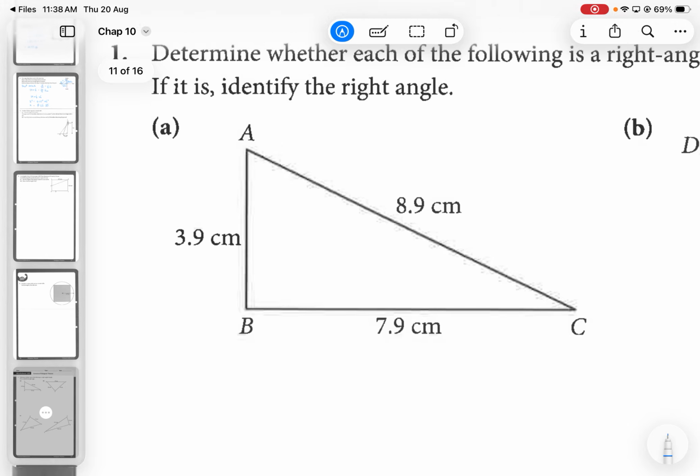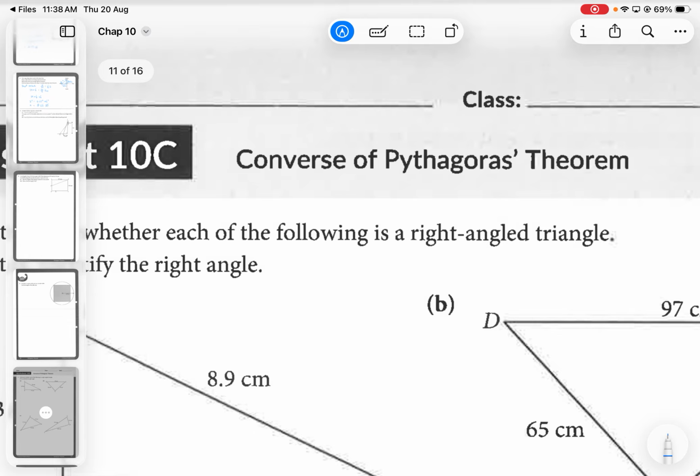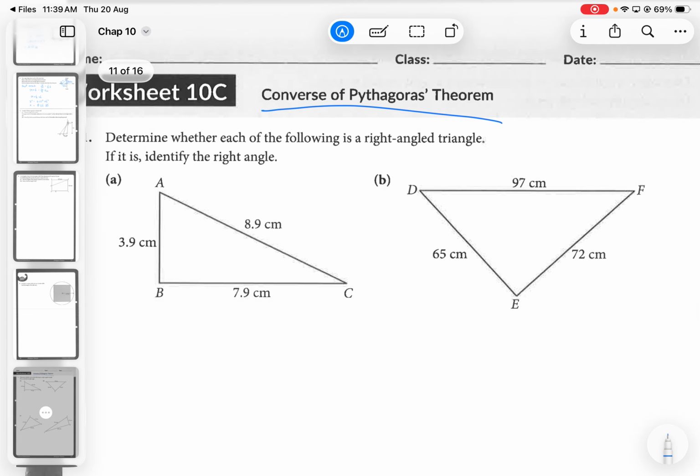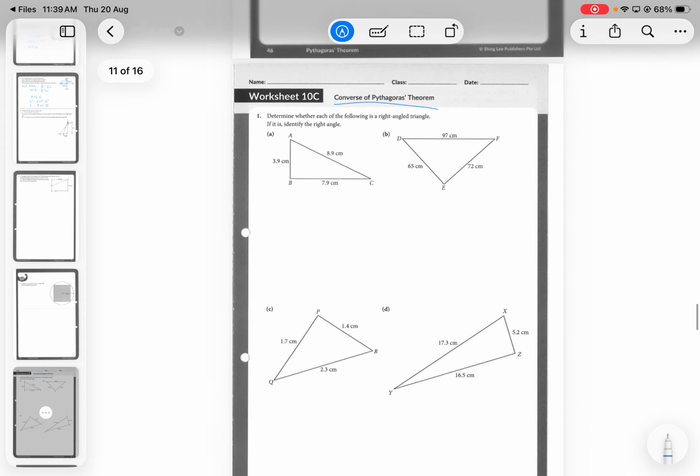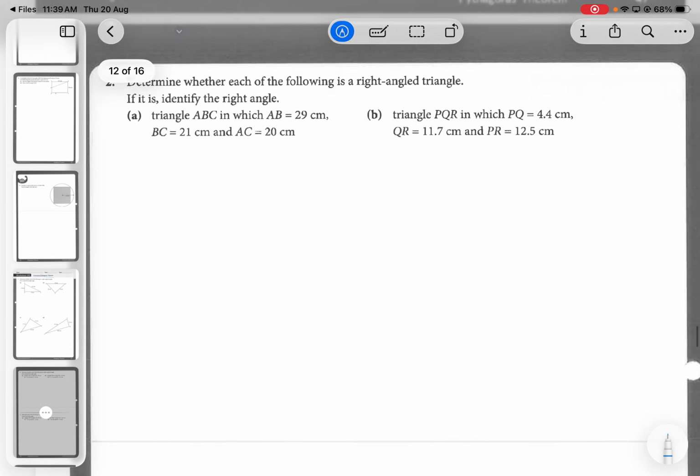But for this topic, when we talk about the converse, it means they never tell you it is a right angle triangle. They never tell you this is a right angle. They want you to go and prove or identify: is this a right angle triangle? Pythagoras says, if the longest side squared equals these two sides squared added together, it is going to be a right angle triangle. So the working is very standard. Let me go and find one to show you.